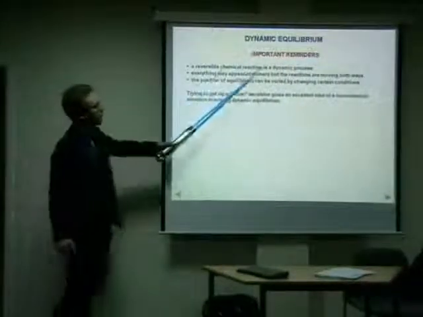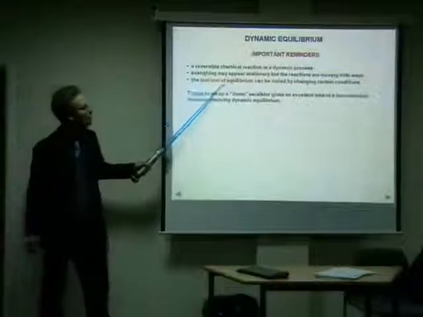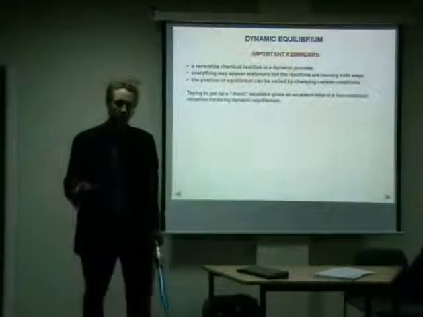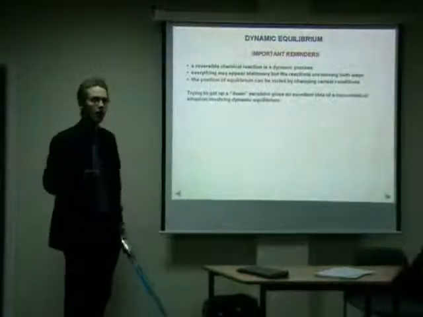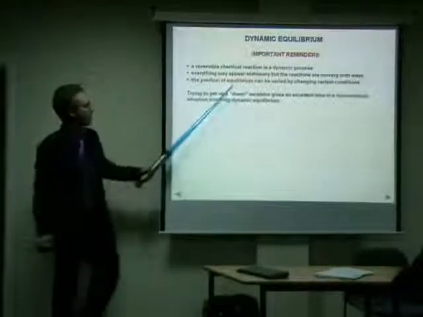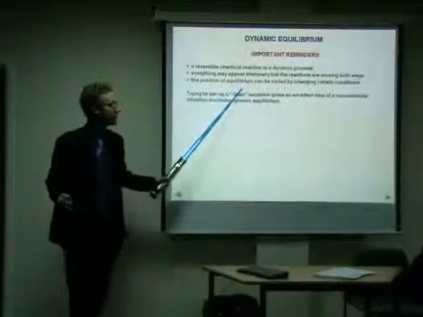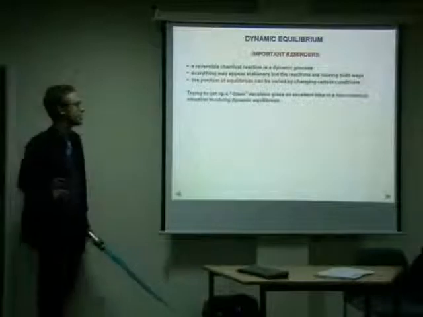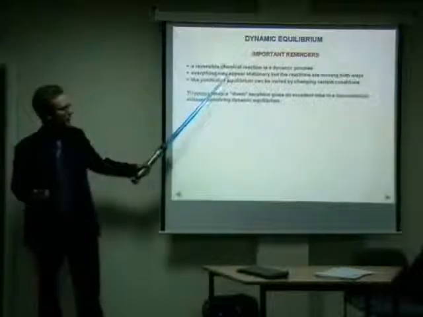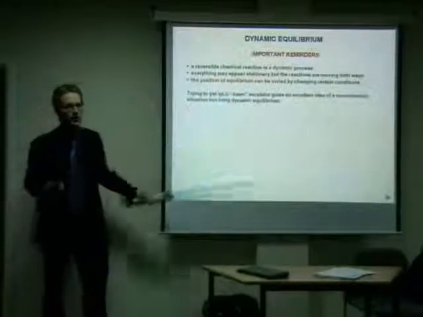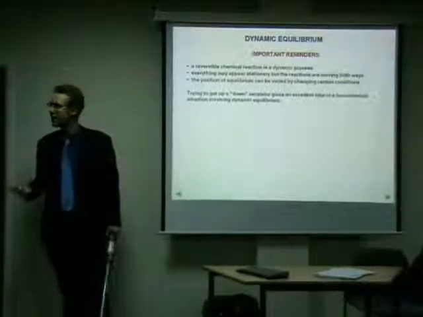This is called a dynamic process. A reversible chemical reaction is a dynamic process. Everything may appear stationary. The masses, or the moles, sorry, may appear to remain the same, but actually you've got a dynamic situation where you've got forwards and backwards occurring, but at the same rate. Importantly, the position of the equilibrium can be varied by changing certain concentrations. And this is where the rubber hits the road at AS. How do we change the position of the equilibrium to maximise our yield?